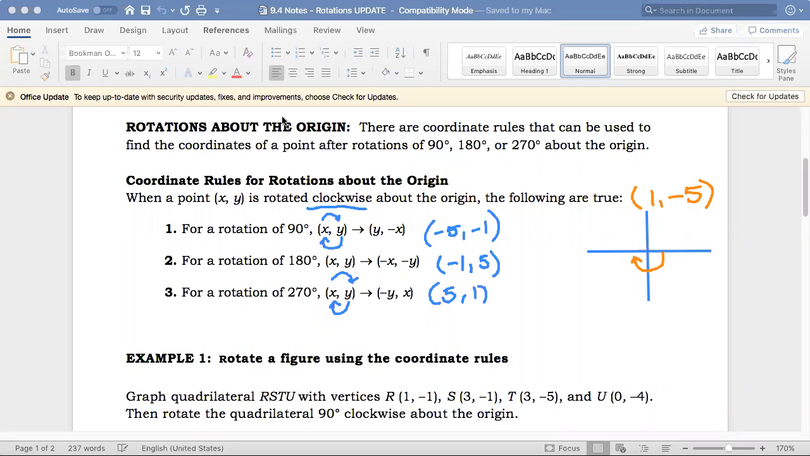Now, I also want to mention, though, if something ever says that these are a counterclockwise rotation, the 270-degree one would then be a 90-degree rotation if it's counterclockwise. The 180 would stay, and 90 would be a 270-degree. That's only if these are counterclockwise, though. So if you ever see a counterclockwise, you're just going with 270 instead of 90, and vice versa.